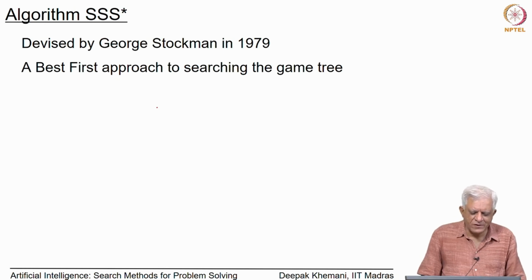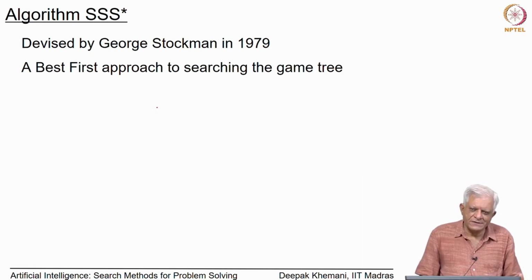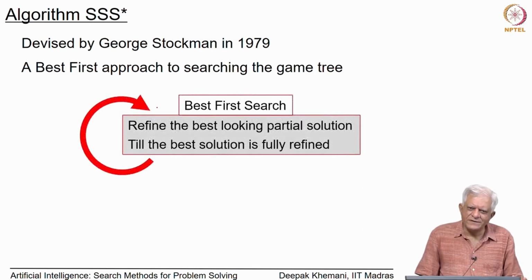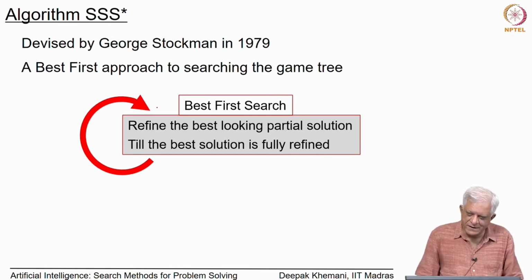This is an algorithm called SSS star. It was devised by George Stockman in 1979, relatively much later in the game playing world, where alpha beta was discovered many years ago. It is a best first approach to searching the game tree, and it works as follows, which is our idea of heuristic search in general: refine the best looking partial solution till the best solution is fully refined. This is a theme that we have been following in many algorithms that we have studied essentially.